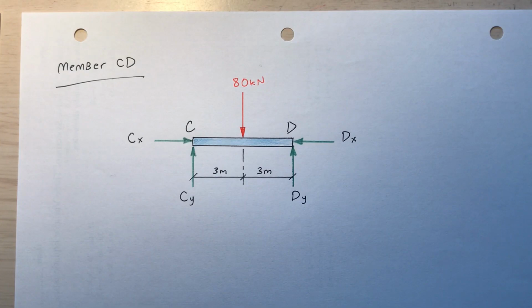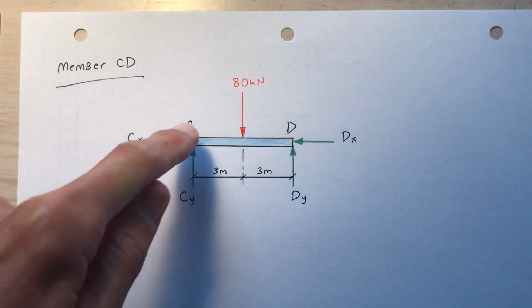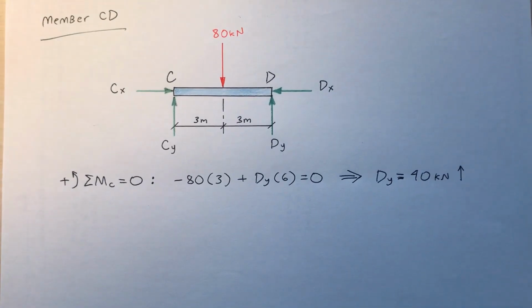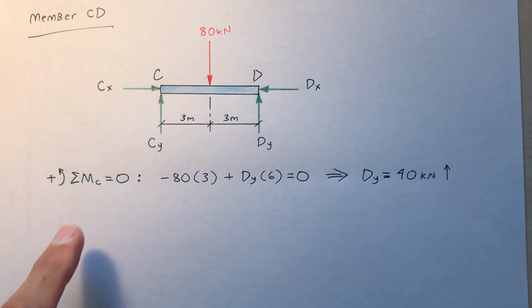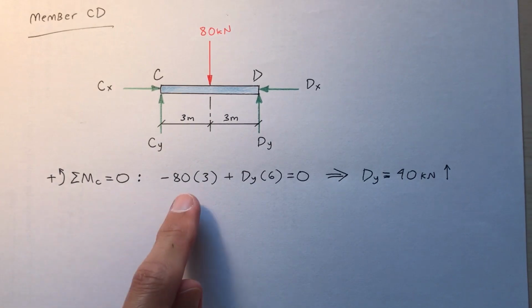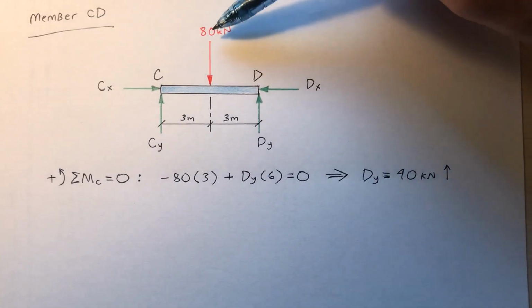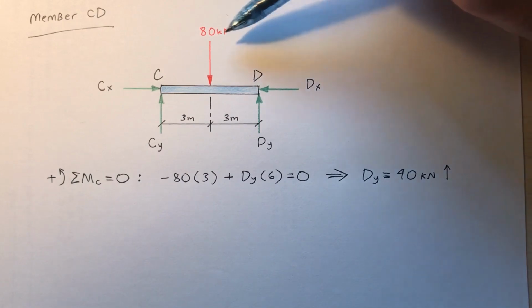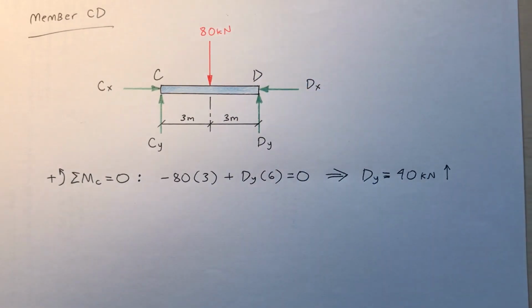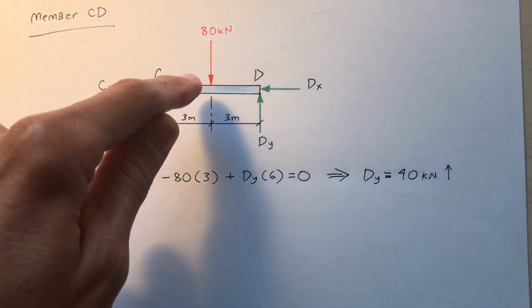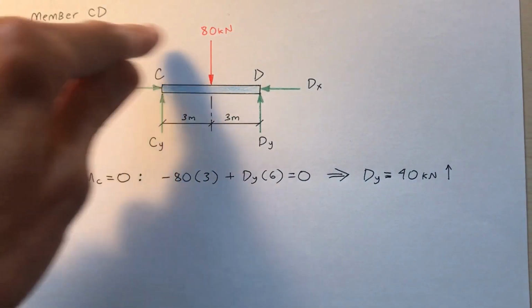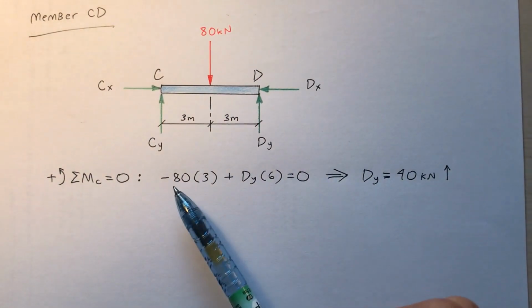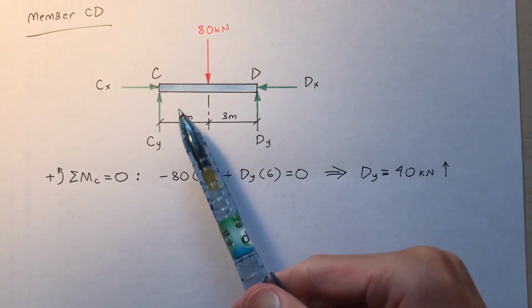Take the sum of the moments about point C, and you can find D sub y. And like magic, I do it. The sum of the moments about C is 0. Negative 80 times 3. Negative 80 kilonewtons. 80 kilonewtons, that's about 18,000 pounds. I say negative 80 because notice that this 80 tends to want to rotate it clockwise, and I'm considering counterclockwise positive. So negative 80 kilonewtons times the moment arm, 3 meters.